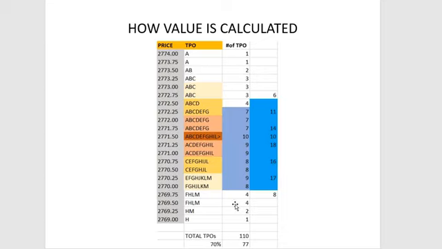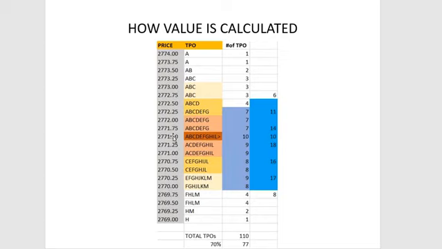On this profile, there are 110 TPOs. 70% of 110 would be 77 TPOs. So the value area equals 70% of a day's range. And remember, we trade value, not price. So it becomes very important to be able to distinguish the difference between price and value.